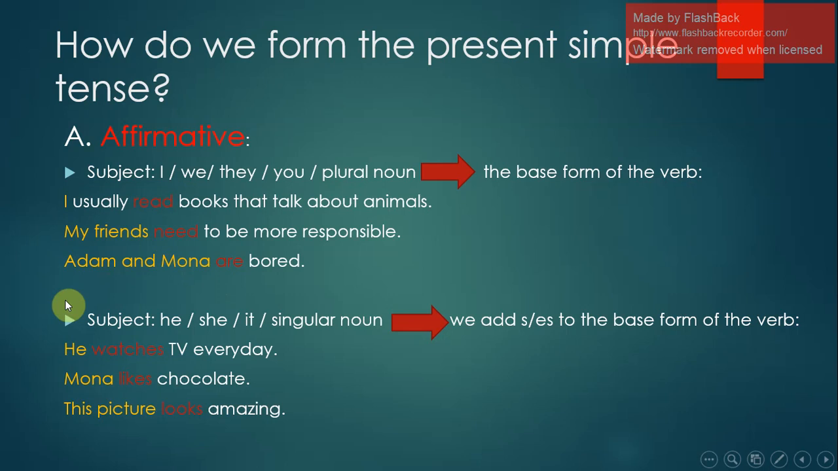We must know that the second group of subjects, he, she, it, or any singular noun, we add s or es to the base form of the verb. So here we only have a little simple change that we add an s or es to the verb. He watches TV every day. Since the subject is he, we added es to this verb. Muna likes chocolate, since Muna is a singular noun. This picture looks amazing. So the present simple tense is very simple. You just need to know that we add an s or es to the base form of the verb when we have a subject that is a he or a she or it or any singular noun.